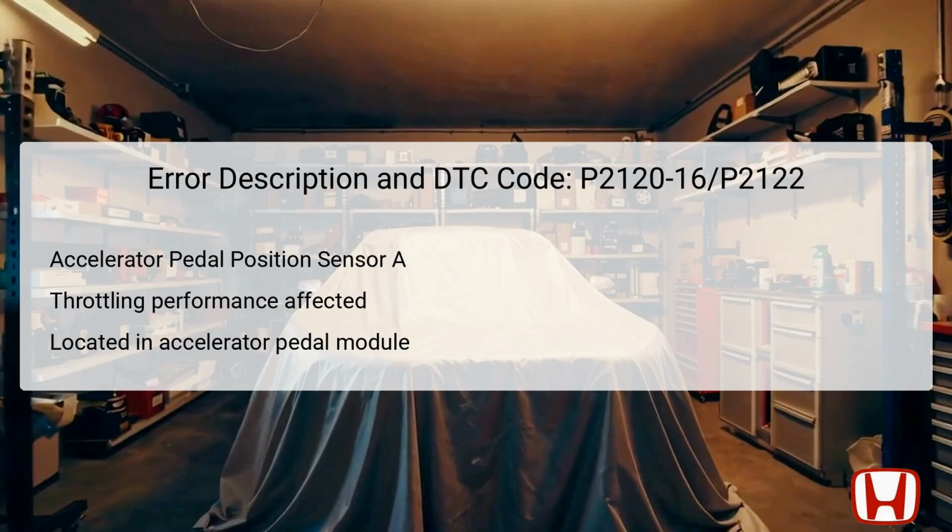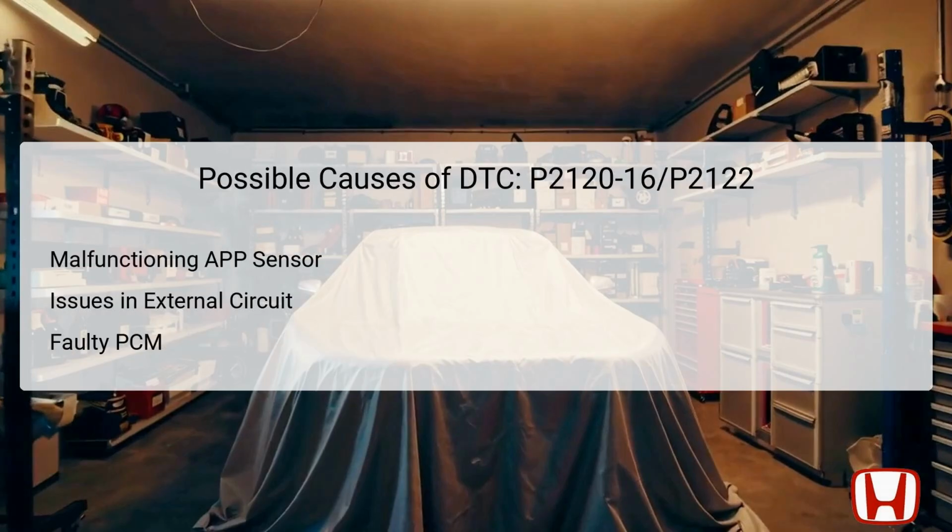Typically, this sensor is located within the accelerator pedal module, which is situated at the driver's footwell. The APP sensor must function within specific voltage ranges, and a low voltage reading indicates potential electrical faults, leading to the triggering of DTC P2120-16, P2122.